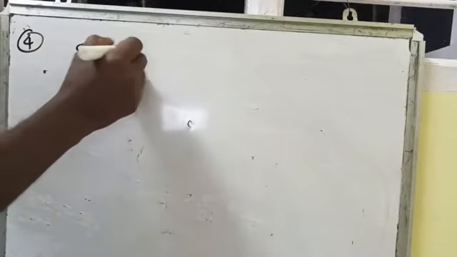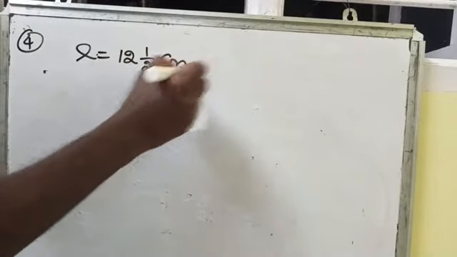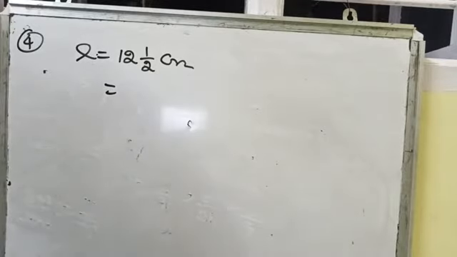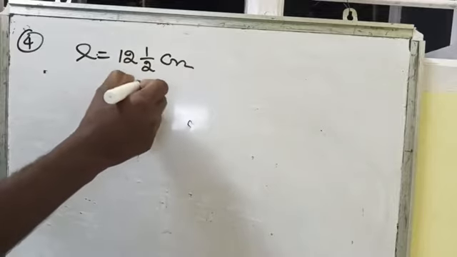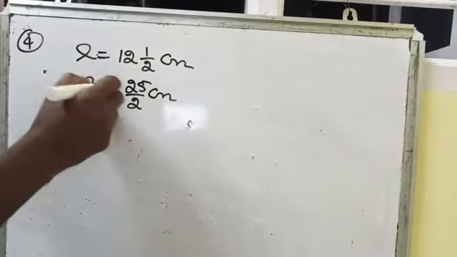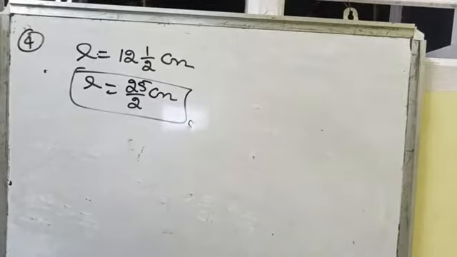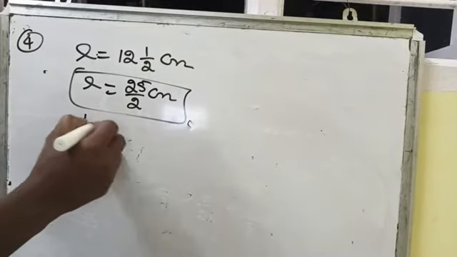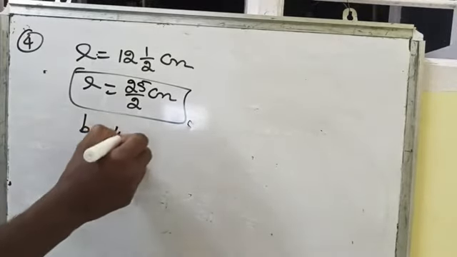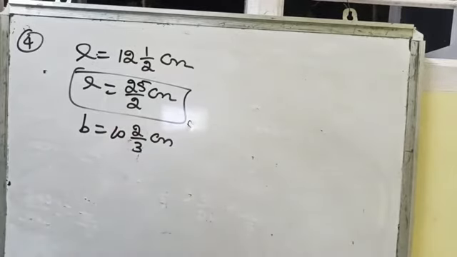A rectangular sheet of paper is 12 1 by 2 centimeters long. That length is given as 12 1 by 2 centimeters, a mixed fraction, so you can convert it into an improper fraction. 12 2s are 24, 24 plus 1 is 25 by 2 centimeters, its length. And the breadth is 10 2 by 3 centimeters wide. Find its perimeter.